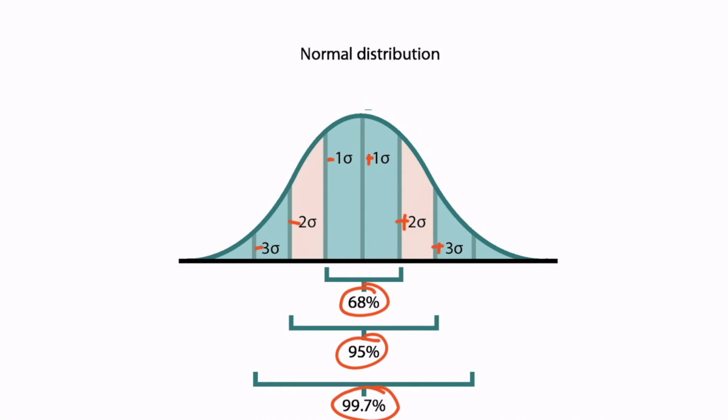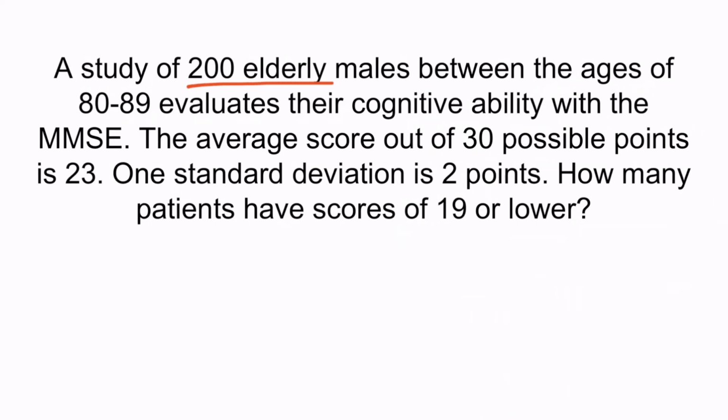Now let's do a question to apply this. A study of 200 elderly males between the ages of 80 and 89 evaluates their cognitive ability with the mini mental status exam. The average score out of 30 possible points is 23. One standard deviation is 2 points. How many patients have scores of 19 or lower?